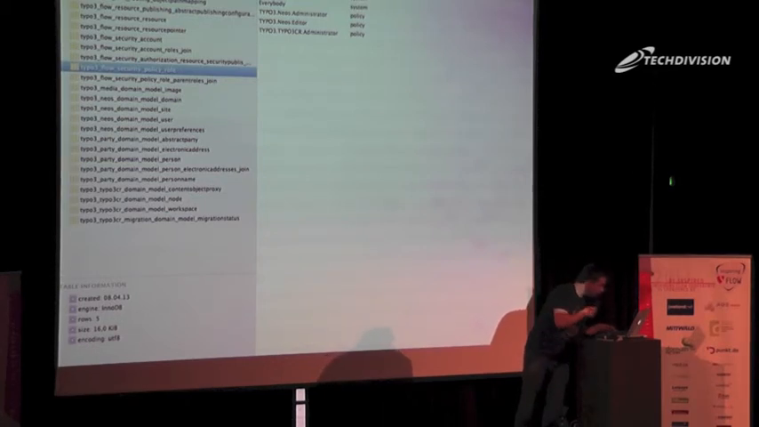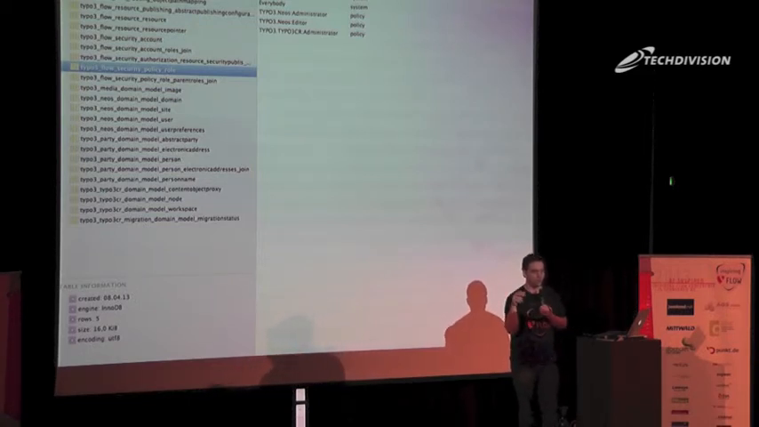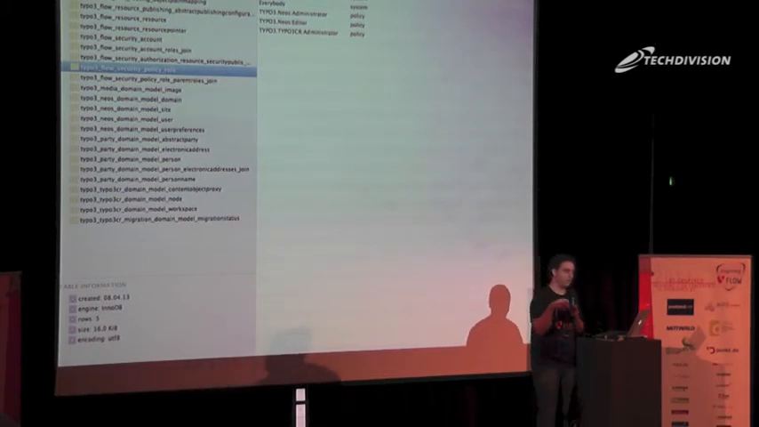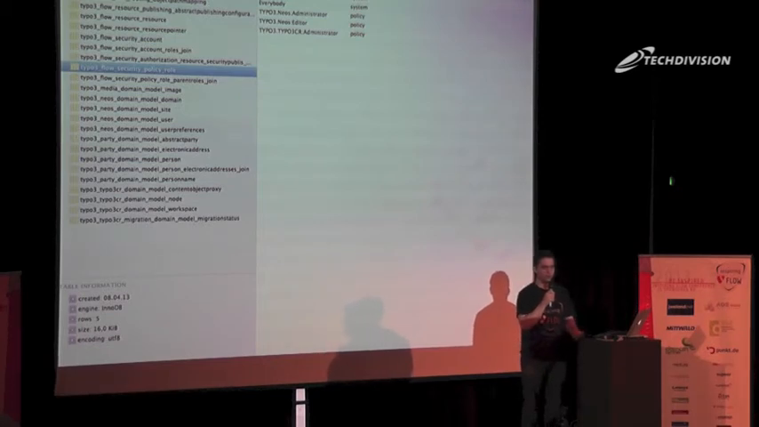Into, what was it called? Flow security account roles join, yeah. So that is updated, but you should double check it. In case you had role names which were not unique, like you had administrator twice or something, that was not reliable, so you need to cross-check that.